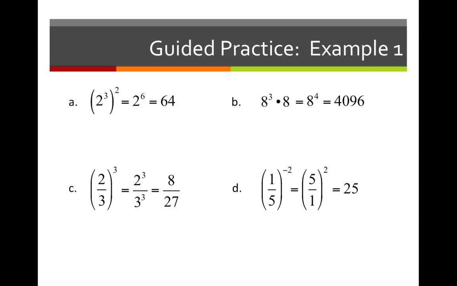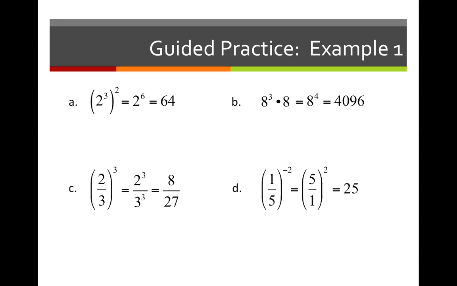In part B, we have 8 cubed times 8. So if we assume that the exponent on 8 is 1, then we're taking 3 plus 1 to get 4, so 8 to the 4th power. That one's a little more complicated. So if you had left it as 8 to the 4th, you would be okay. Or if you went ahead and multiplied it out, you would get 4,096.